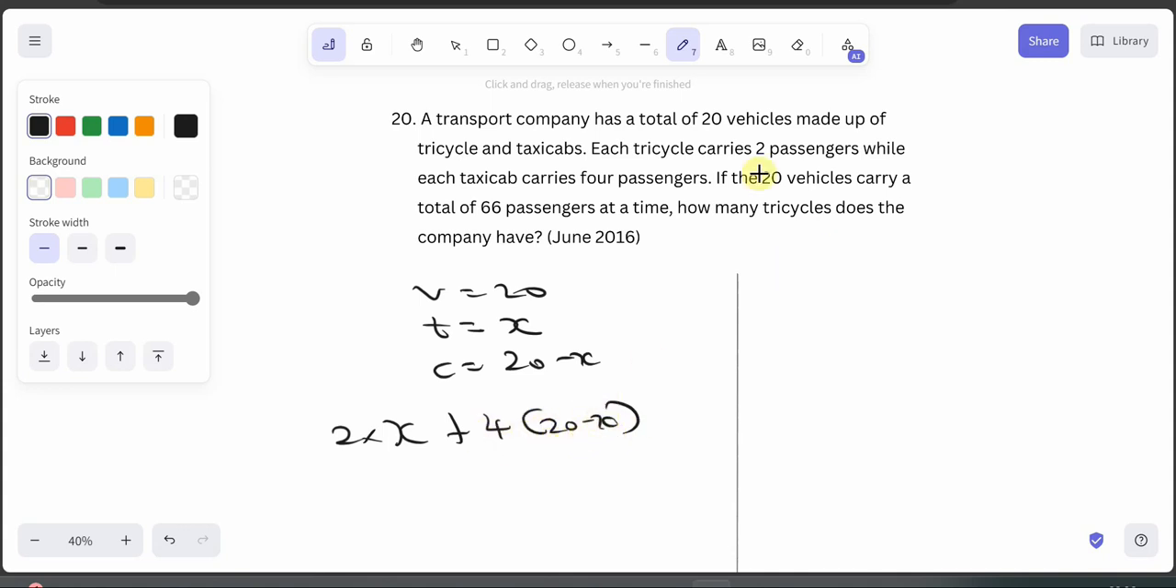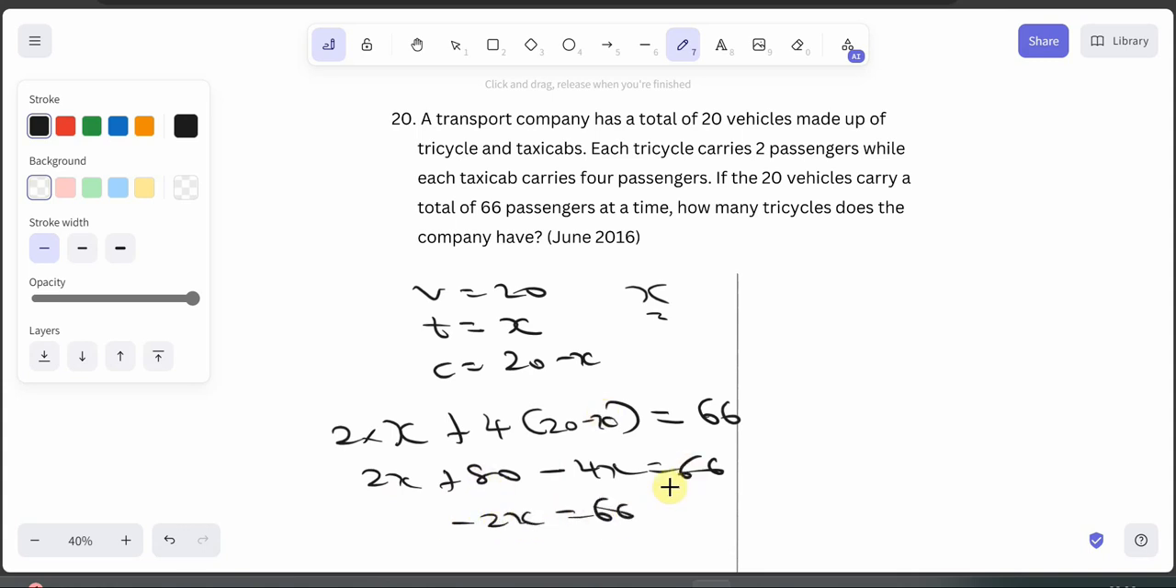If the 20 vehicles carry a total of 66 passengers, then when you add both of them, that will give you 66. It now asks how many tricycles the company has. That means we should just find what x is. Now let's open up the bracket. That will be 2x plus 4 times 20 is 80 minus 4 times x, which is 4x, is equal to 66. 2x minus 4x will give you minus 2x is equal to 66.